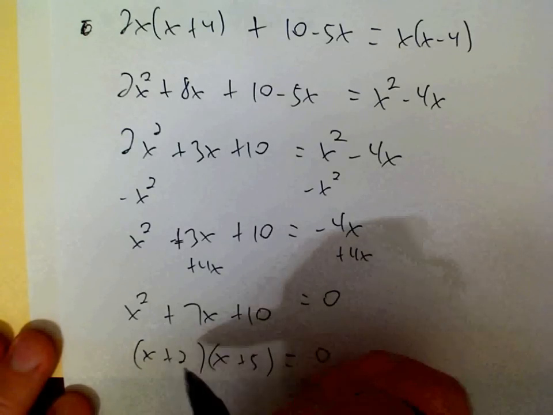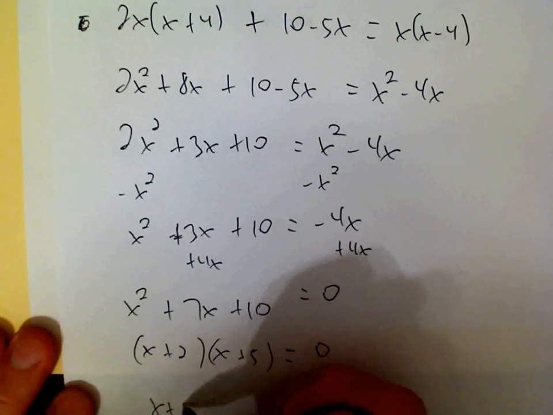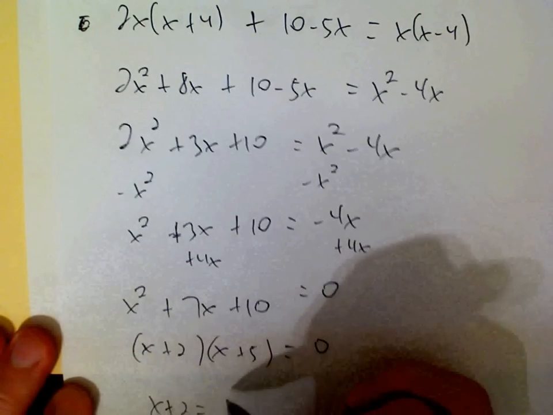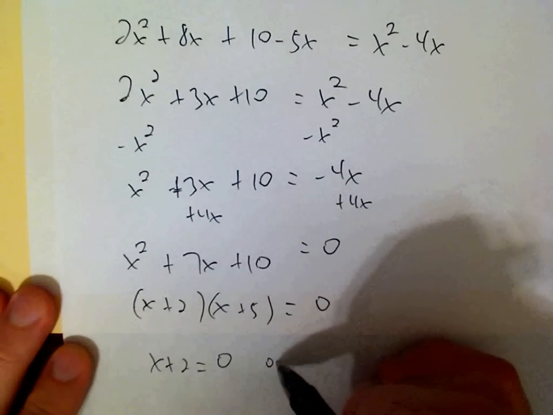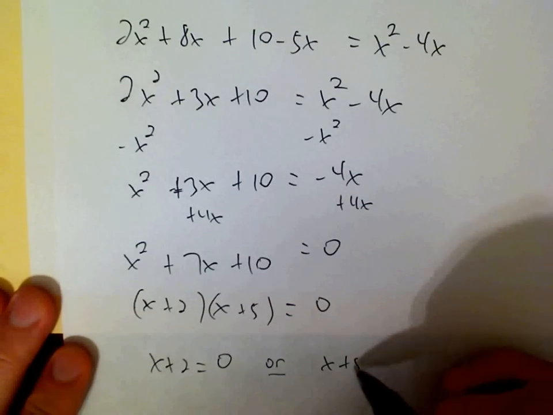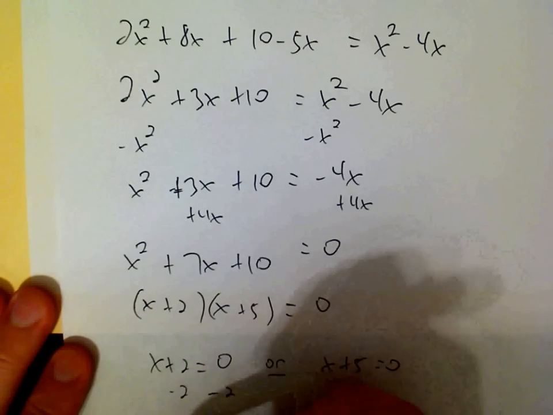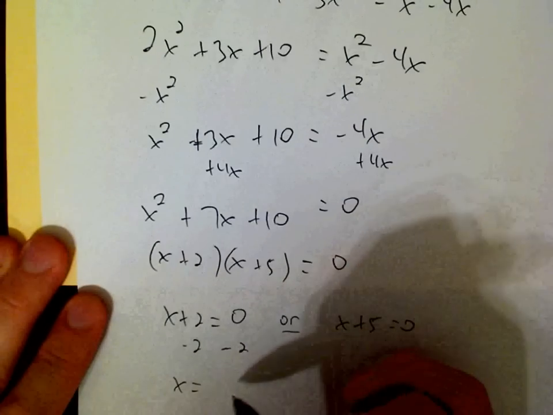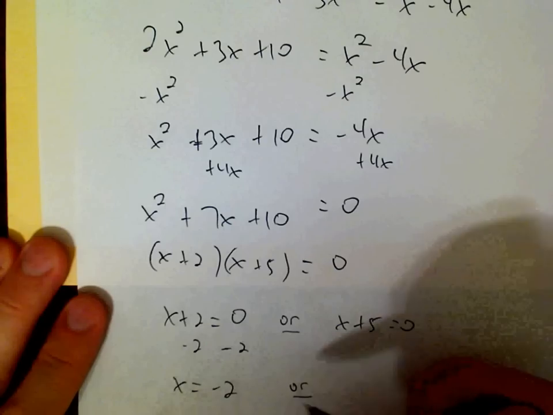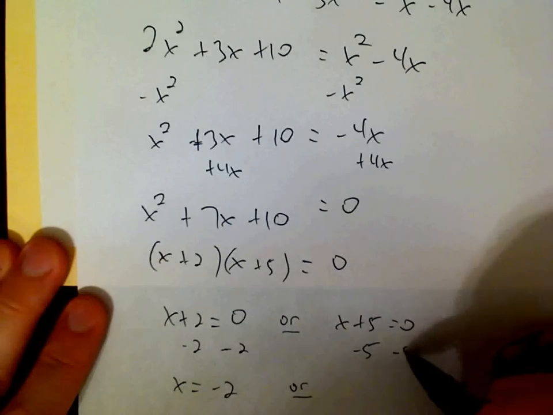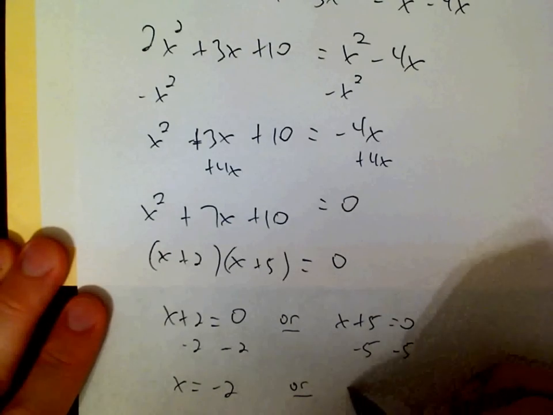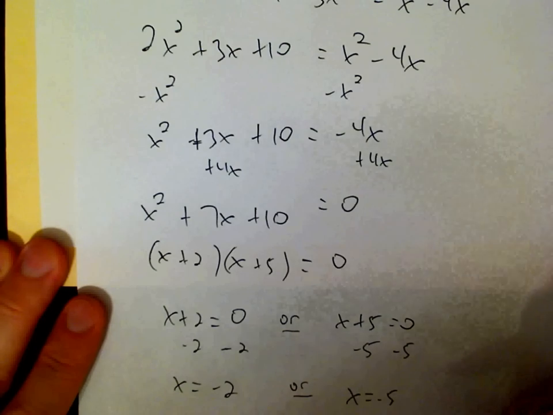And I'm going to take each one of these and set them both equal to 0. X plus 2 equal to 0, or x plus 5 equal to 0. I'm going to solve by subtracting 2, so I get x equals -2. And for this other equation, I'm going to subtract 5 to get the x by itself, and I get x equals -5.